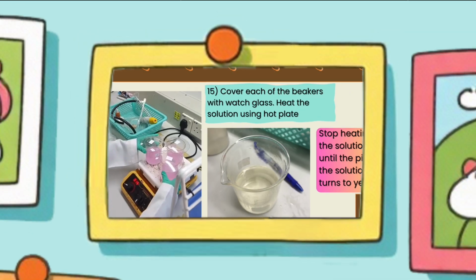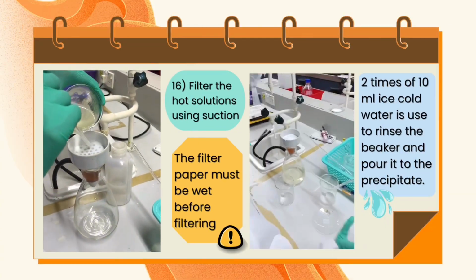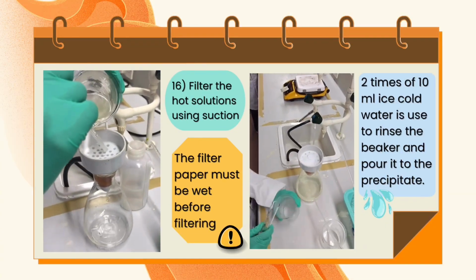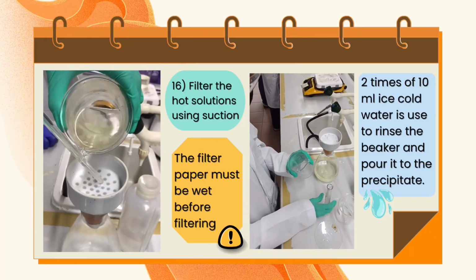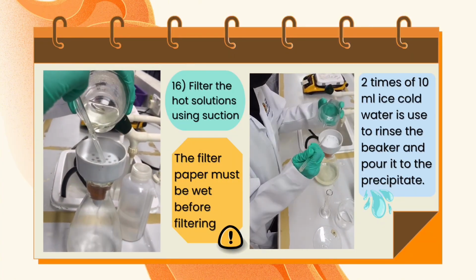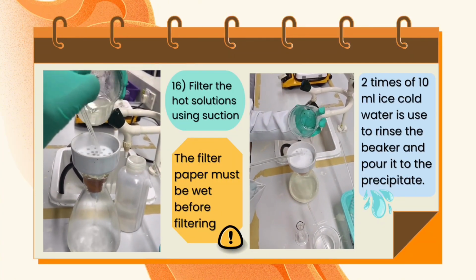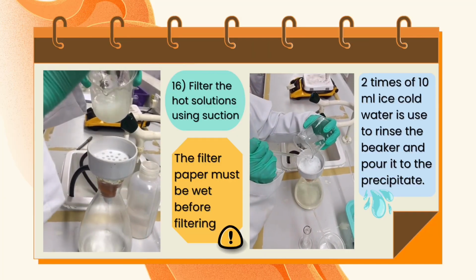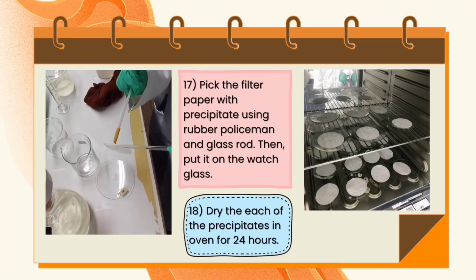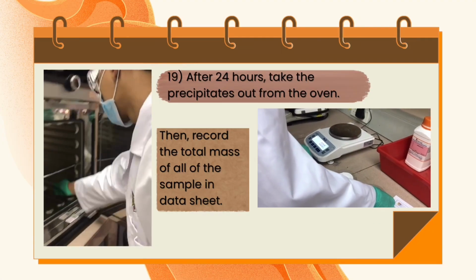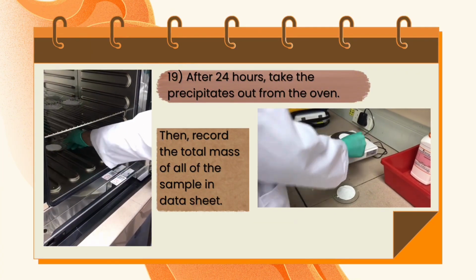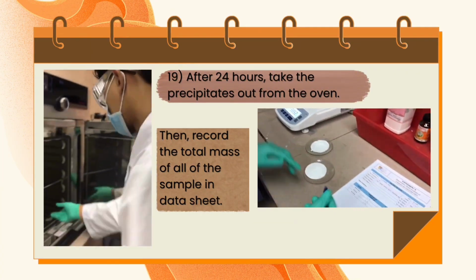oxalate to precipitate slowly. After the heating had stopped, we filtered the hot solution using suction, while also taking note that the filter paper must be wet before filtering. Two portions of 10 ml ice cold water were used to rinse the beaker, and we poured it onto the precipitate. Next, we took the filter paper out with the precipitate using a rubber policeman and glass rod. Then we put it on the watch glass. We dried each of the precipitates in the oven for 24 hours.